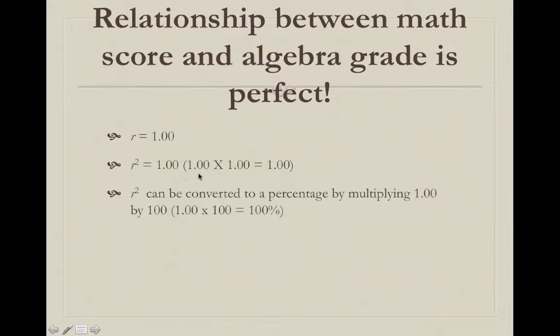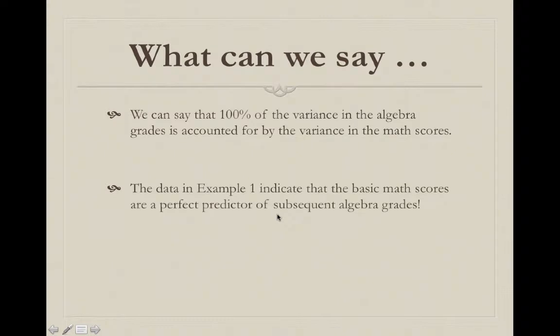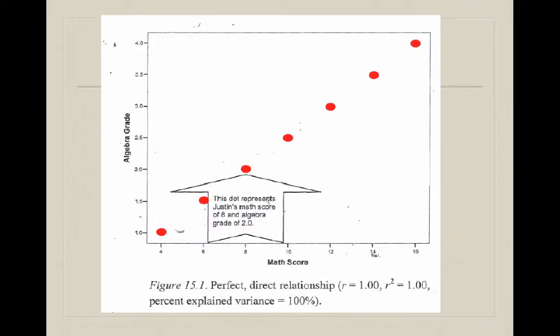Your R squared, if you do 1 times 1, you get 1. So R squared, remember, can be converted to a percentage by multiplying it by 100. So that equals 100%. So that means that 100% of the variance in the algebra scores is accounted for by the variance in the math scores. 100%. The data in example 1 indicate the basic math scores are a perfect predictor of subsequent algebra grades.